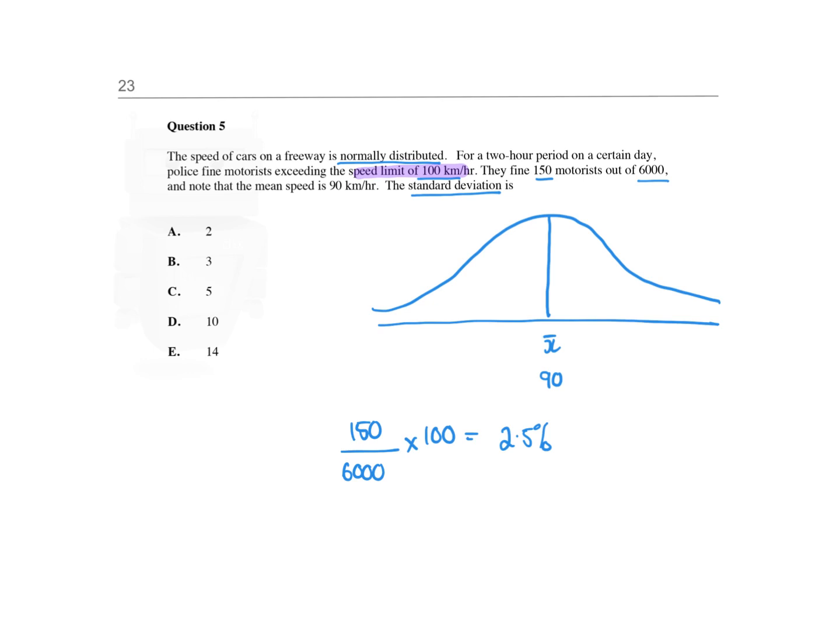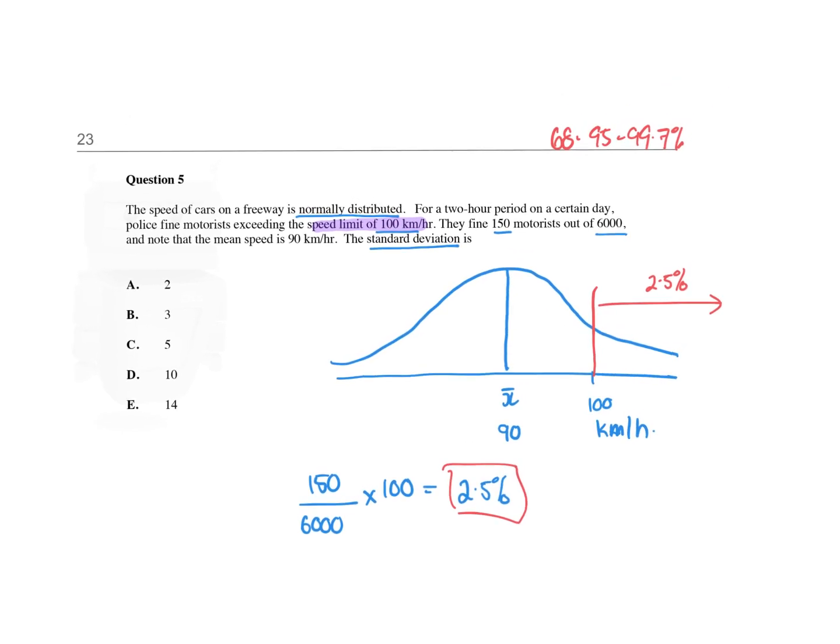So if you think about it, 100 would be up here. Okay, so here's 100 kilometers per hour. And what we're saying is that 2.5% above would be traveling above that. So that means anywhere up here would be 2.5%. Now, if you think of our 68, 95, 99.7 rule, when we see a 2.5% pocket, we know we're sitting at 2 standard deviations.